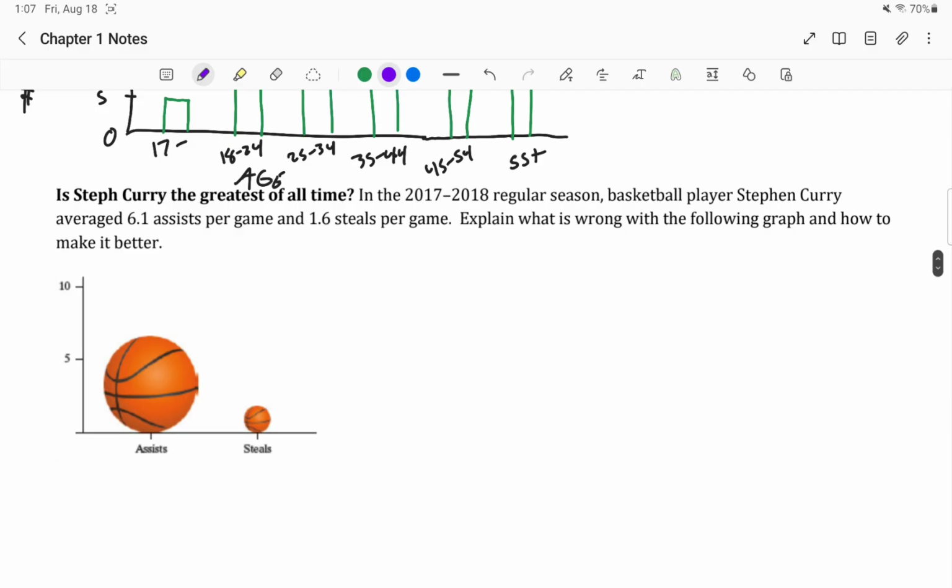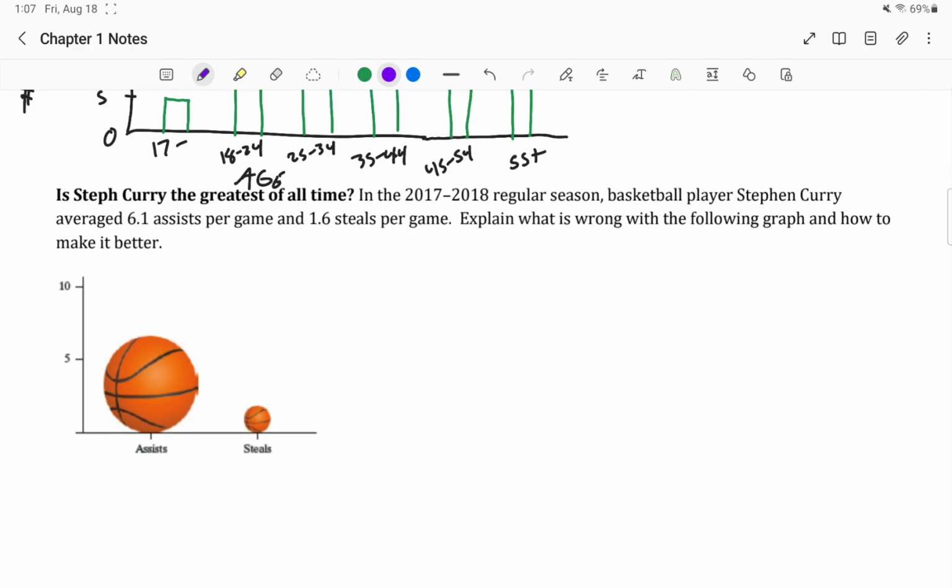Okay. All right, so it's question number 2. It says, is Steph Curry the greatest of all time? In the 17-18 regular season, basketball player Stephen Curry averaged 6.1 assists per game and 1.66 steals per game. Explain what was wrong with the following graph and how to make it better. What is wrong with this graph? I'll give you a minute or two. You can pause the video, figure out what's wrong with it.